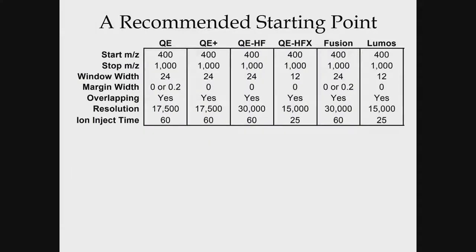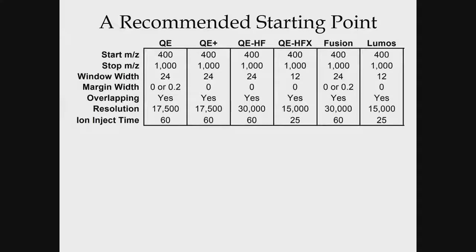So we do have a set of recommended starting points. Again, this slide will be made available, as with all the other slides. We tend to go from about 400 to 1,000. We tend to start with about 24 m/z isolation widths. We'll talk a little bit about how we deal with some of these wider window widths on Thursday. We tend to do no margins in general.